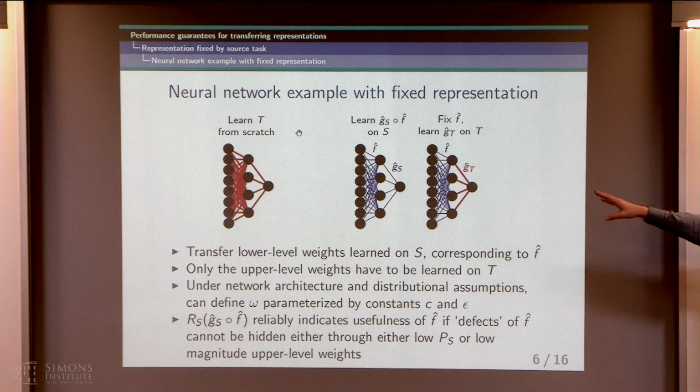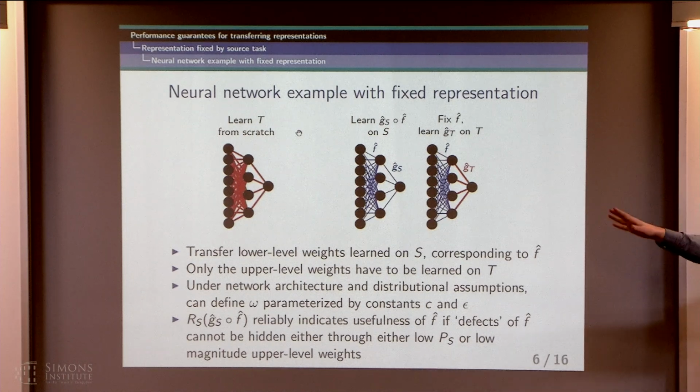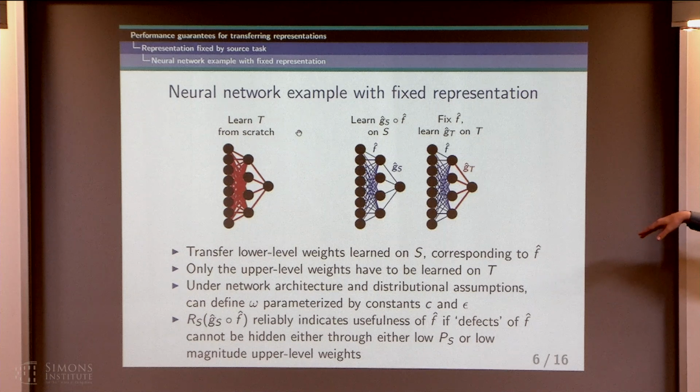So suppose you're comparing these two scenarios. On the target task, you could either learn a two-layer neural network from scratch, that's on the left-hand side, or maybe what you can do is learn it on the source task and then fix the first layer of weights, don't touch them, and only optimize the second layer of weights on the target task. And in this case, if we make certain assumptions about a slightly simplified neural network architecture and some distributional assumptions about how the source and target distributions relate, then we can come up with a definition of what this omega is.